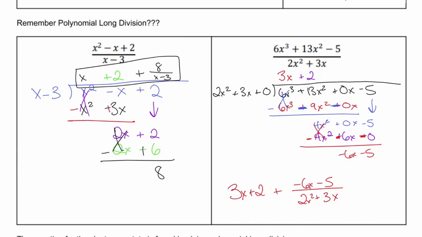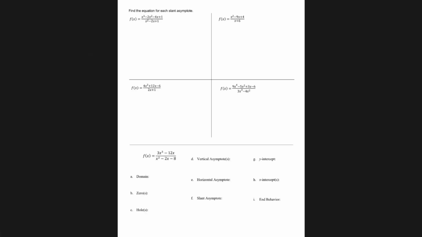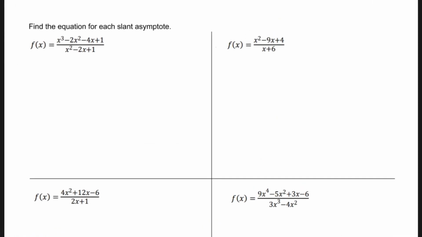Why did I do polynomial long division after talking about slant asymptotes? Well, the equation for the slant asymptote is found by doing polynomial long division. Yay! So let's do just that. Let's find the equation for each slant asymptote. Now, a slant asymptote is in the form y equals mx plus b, which means I don't care about remainders. Once I get to this point, y equals mx plus b, I am done.